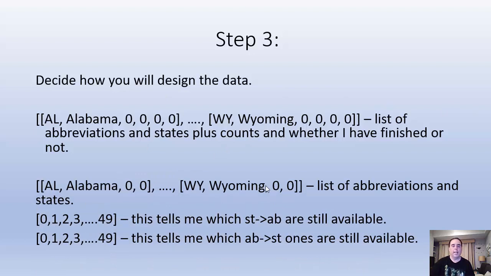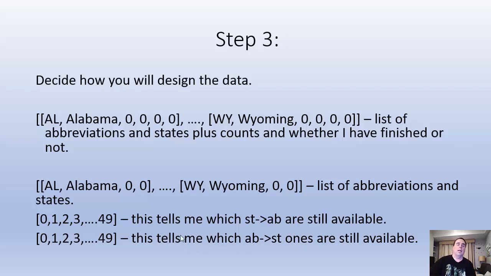First one, same. 0 is the number of counts going from this abbreviation to the state. This 0 is the number of counts from Alabama, from the state to the abbreviation. And then I created 2 more lists which look to be identical. They are identical. This one tells me which questions are still available from state to abbreviation. This one tells me which questions are available from abbreviation to state.